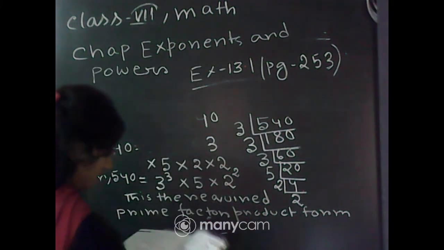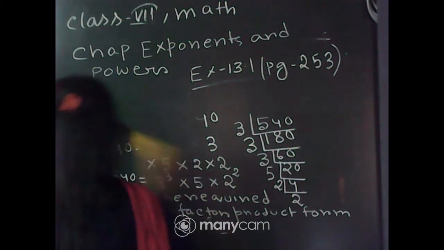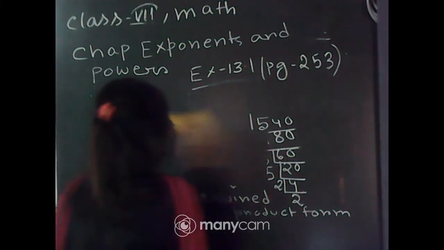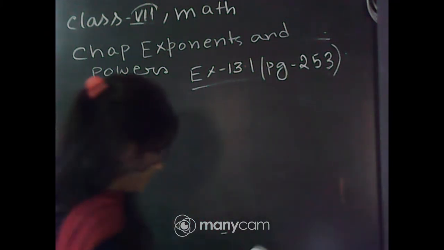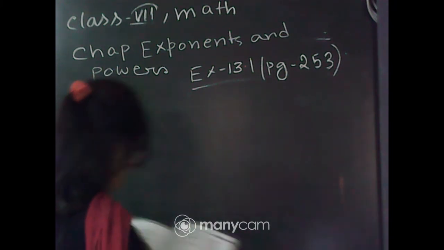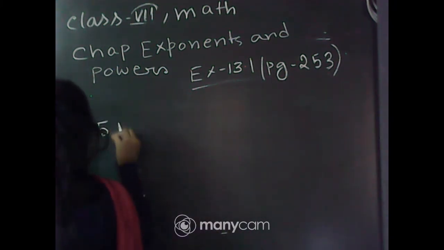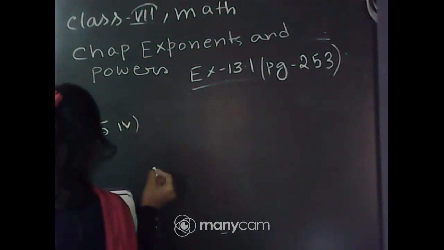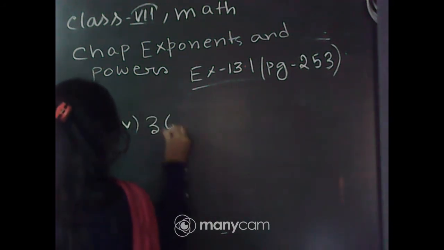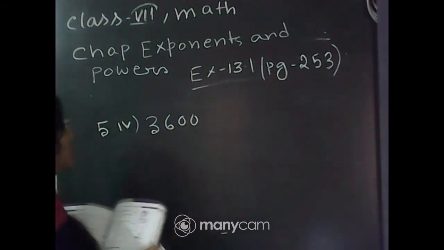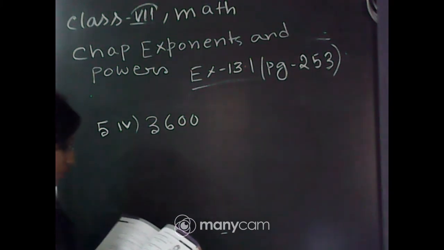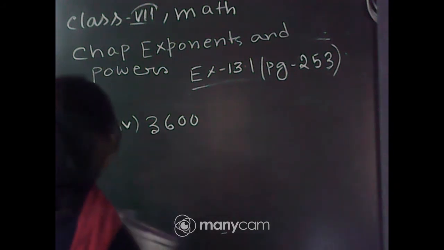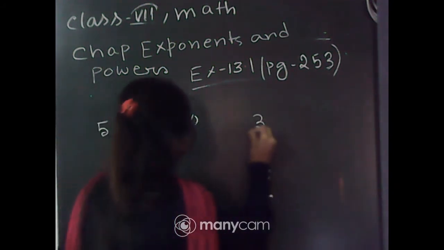Question number 4 of 5. Here the given number is 3600. We will express this number as a product of prime factors. So we use the prime factorization process.